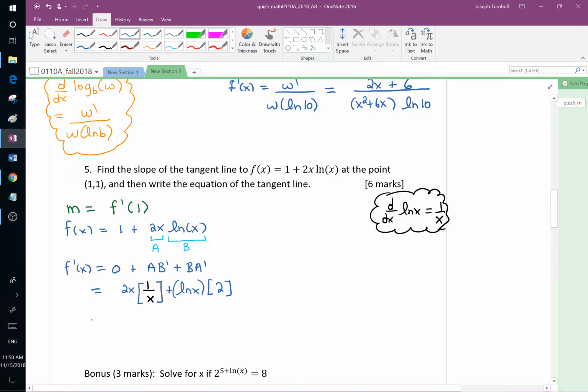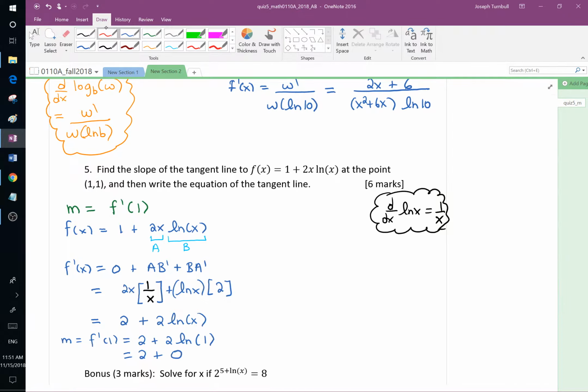I'm going to simplify. So in the first term, we have 2x multiplied by 1 over x. The x on top cancels with the x on the bottom. We get 2 plus, and then the second piece, I'm going to put the 2 in front of the ln of x. Now we're going to evaluate. So we get our slope m is f prime of 1, which is 2 plus 2 times the ln of 1, which is 0. 2 plus 0. Ln of 1 is 0.